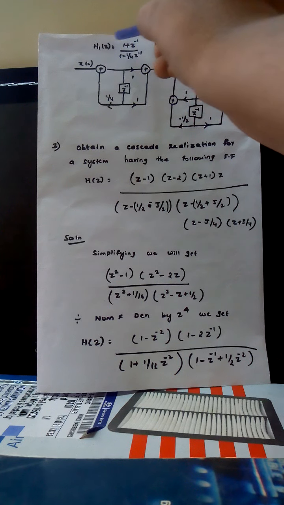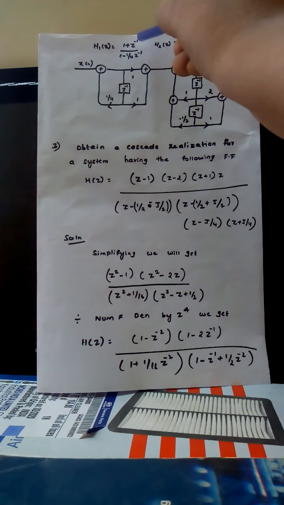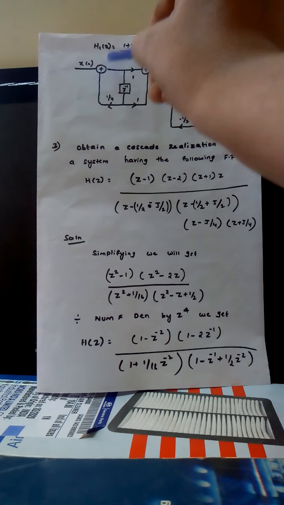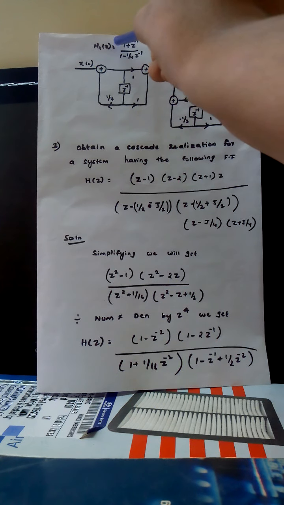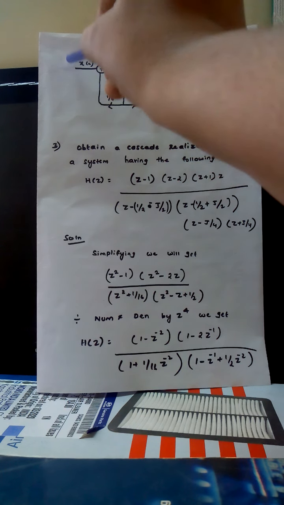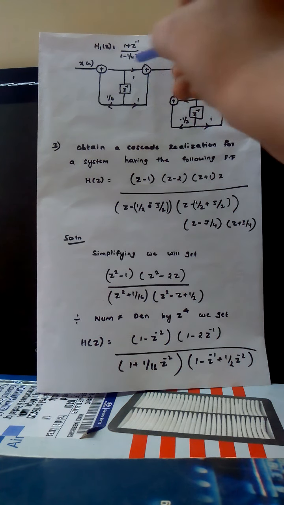And again here in the numerator term, I have 1 into z to the power of minus 1. So the constant is 1, and this is nothing but y of n by x of n, correct? Here x of n will come, and before that we have this 1, so I am multiplying with 1. So this is the direct form 2 in the first subsystem.